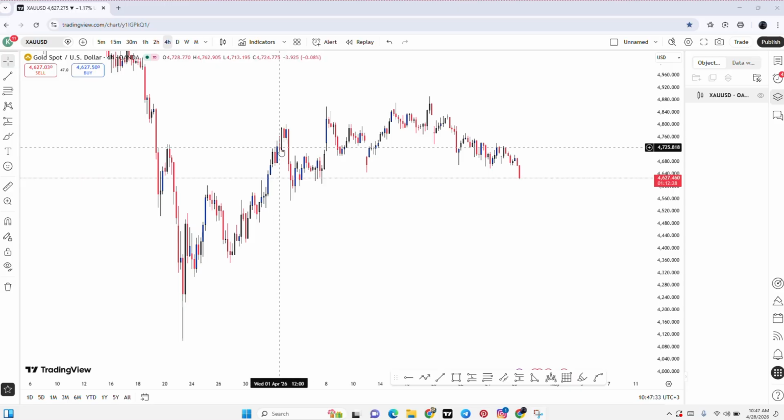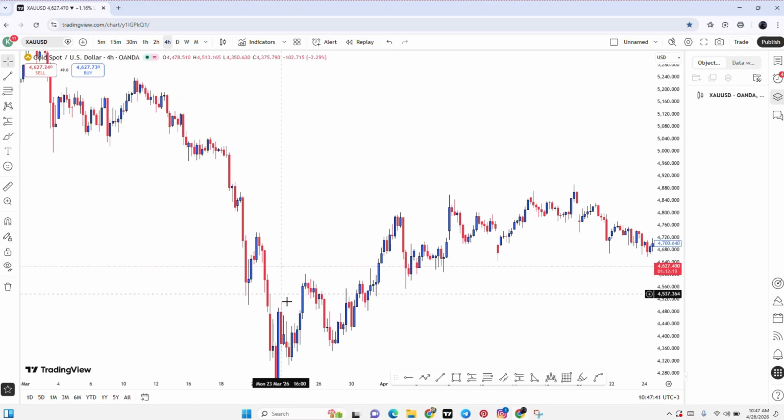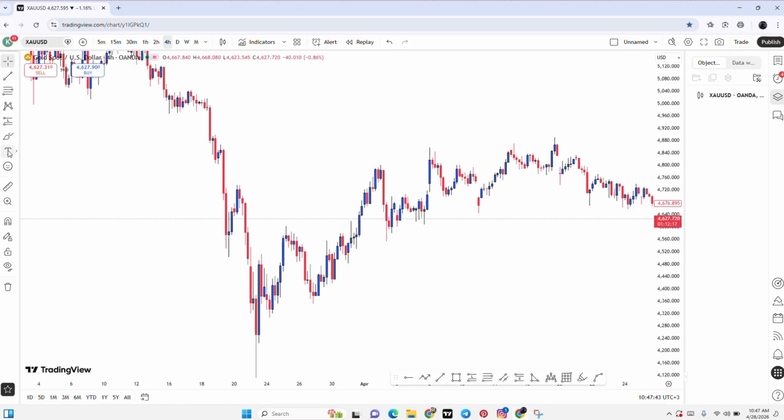This is gold on the 4-hour chart. We want to break down the 4-hour chart. You can see gold was moving to the downside, forming lower lows and lower highs.